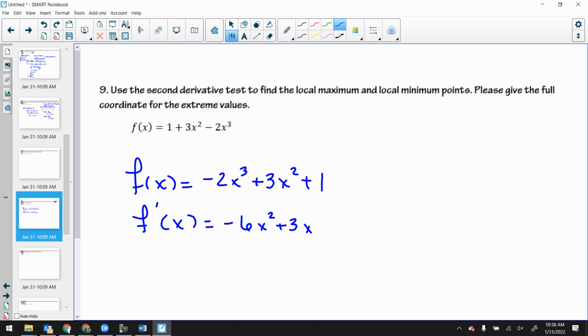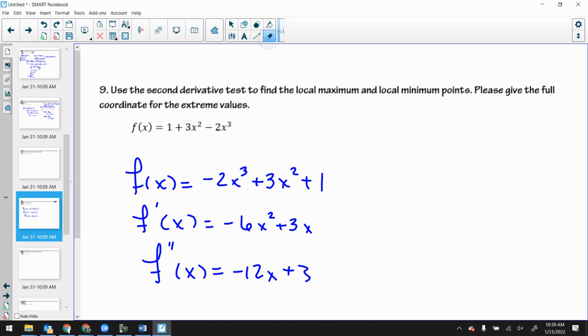Right? F double prime of x is negative 12x. Now, remember, plus 3. Just testing to make sure you're paying attention. Thank you. I almost forgot the plus 3. Oh, now that should be a plus 6, shouldn't it be? That should be a plus 6 now. There we go. Fixed.